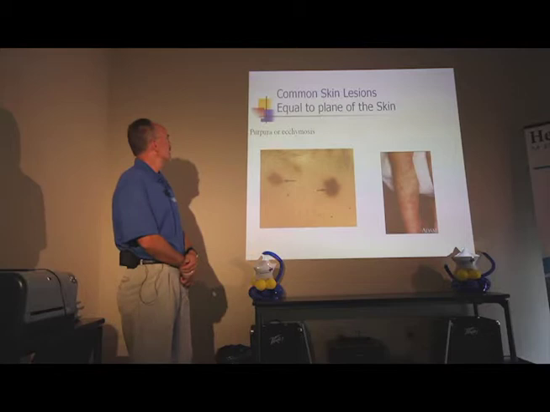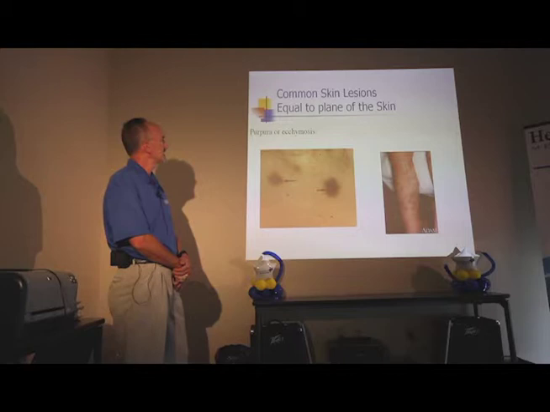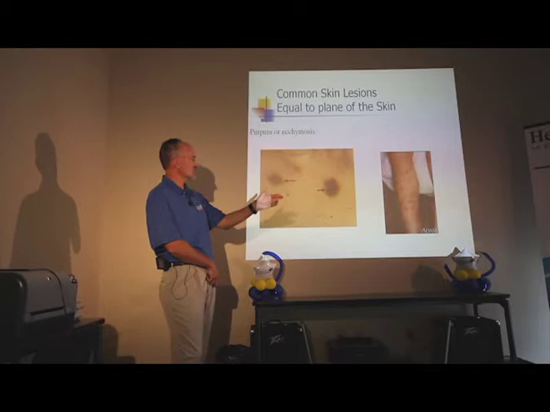These are other skin lesions, basically just bruising, that you wouldn't necessarily be able to tell. You could just run your hand over and you wouldn't be able to feel it necessarily. But these are what they call ecchymosis or purpura. One of them is a vascular type lesion, the other one is just a bruise.